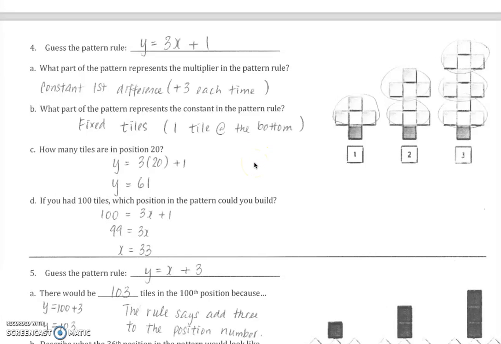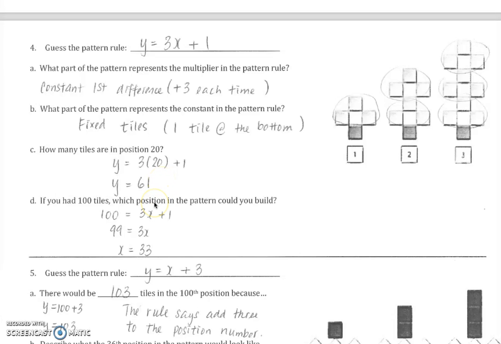C. How many tiles are in position 20? Well, knowing that the pattern rule is y equals 3 times position number plus 1, the number of tiles in position 20 is 3 times 20, 60, plus 1, so 61.